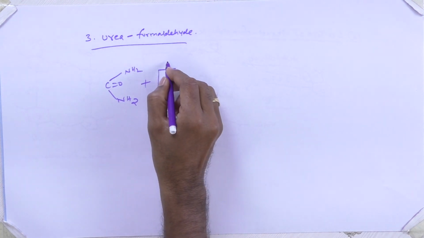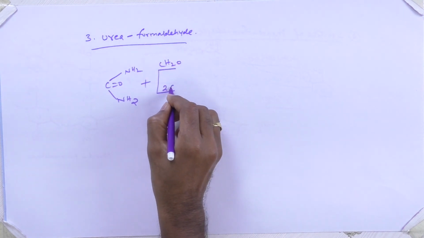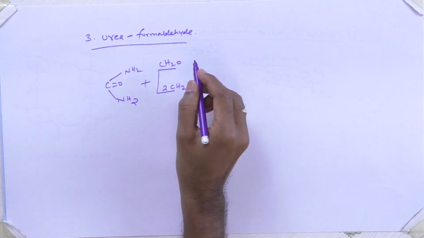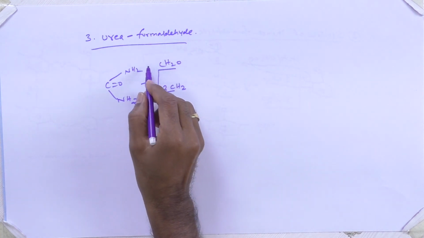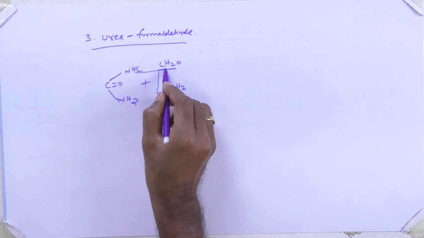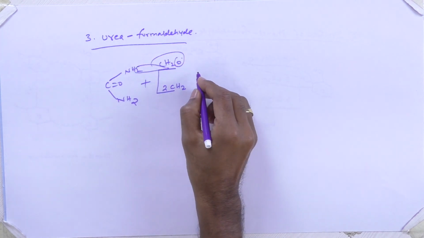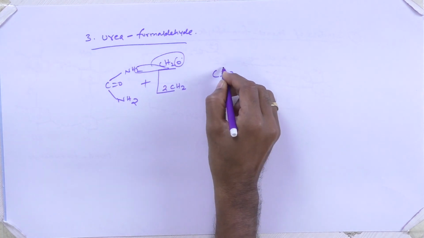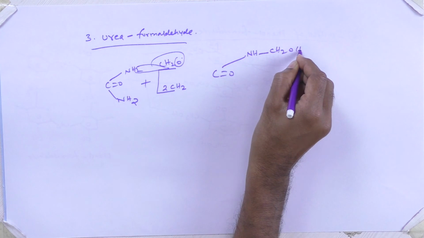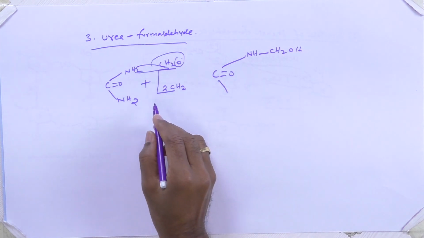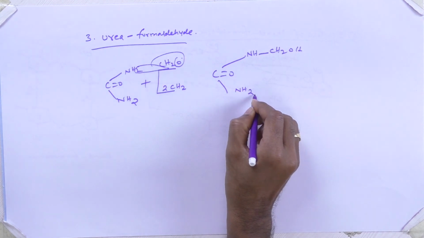For example, if 1 mole of formaldehyde is allowed to react with 1 mole of urea, then a simple molecular rearrangement will take place. This hydrogen will come and attach with this oxygen. As a result, it will form CONH, then CH2OH. If 2 moles of formaldehyde are allowed to react with this 1 mole of urea, now what happens?